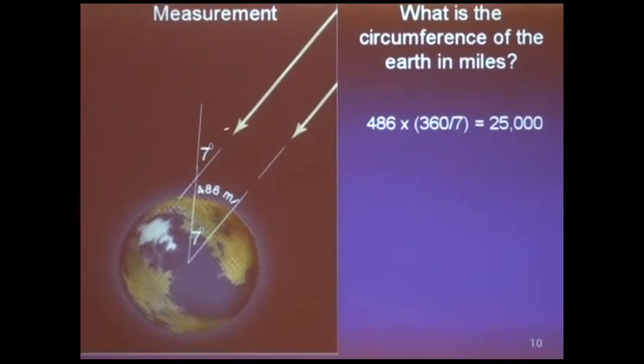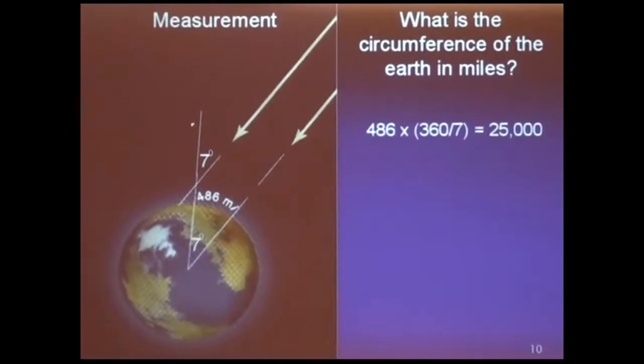And he measured that angle between the ray of the sun and the gnomon to be 7 degrees. So then he said, if I could only figure out the distance between Alexandria and Syene, I could figure out that since this angle is 7 degrees, then the angle in the center of the earth must also be 7 degrees, and I can figure out the circumference of the earth. And I'll show you how.